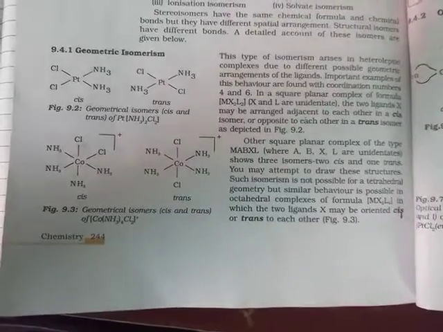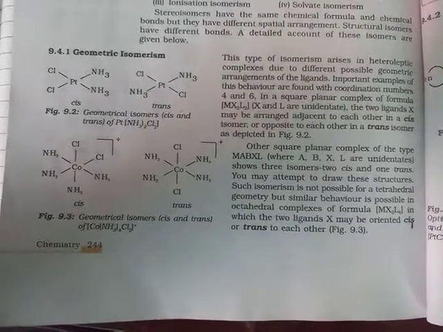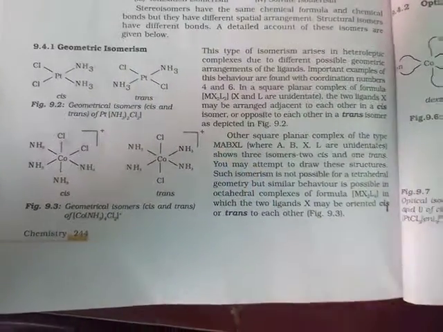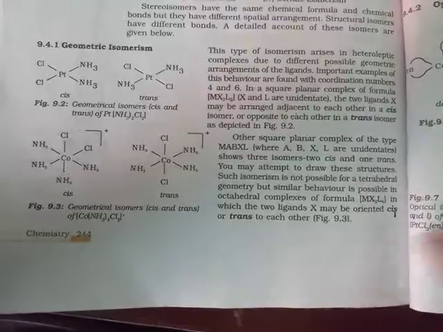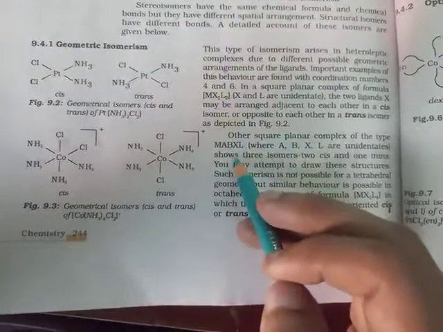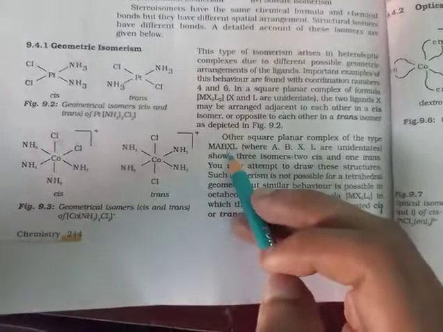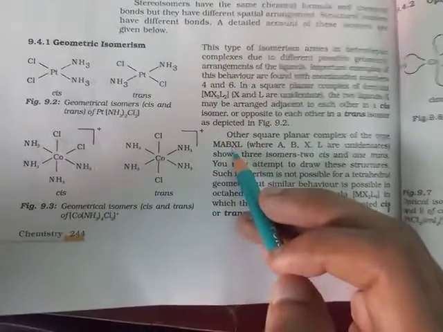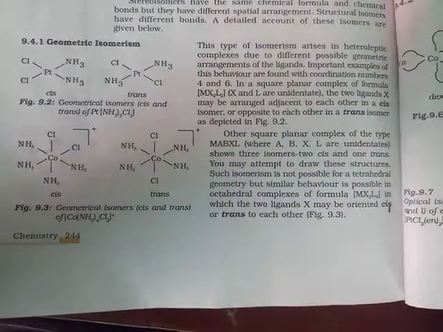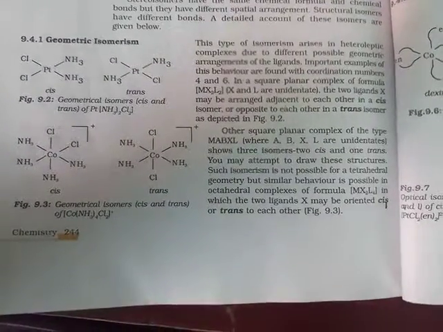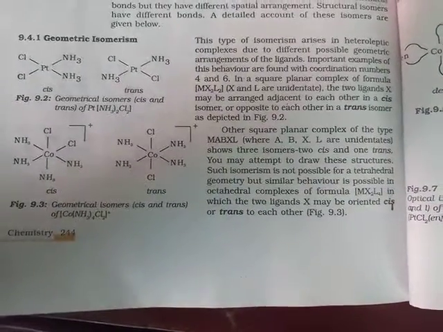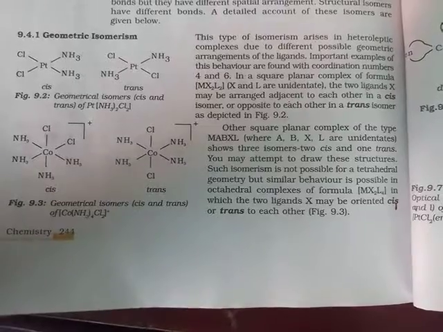Now consider another square planar complex, say of the type MABXL. How many ligands are there over here? Four different types of ligands. You can see this is also a heteroleptic complex with coordination number 4. A homoleptic complex cannot be shown like this. So in this heteroleptic complex, A, B, X and L are unidentate. Because this is a square planar complex with coordination number 4 and the number of ligands is also 4, the ligands are unidentate.